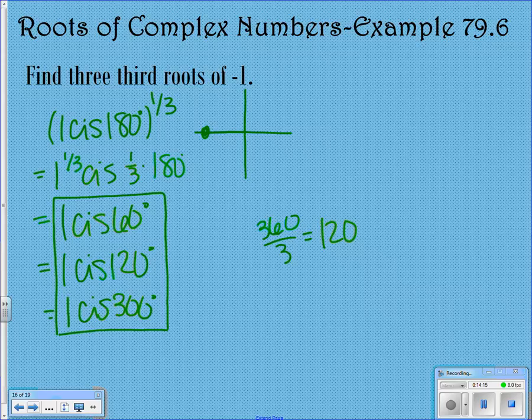And you could, again, put those in rectangular form by figuring out what the cosine and sine of 60 is, the cosine and sine of 180, and then the cosine and sine of 300. So sometimes it will ask you to put them into rectangular form. So make sure that you do that if it asks for it.